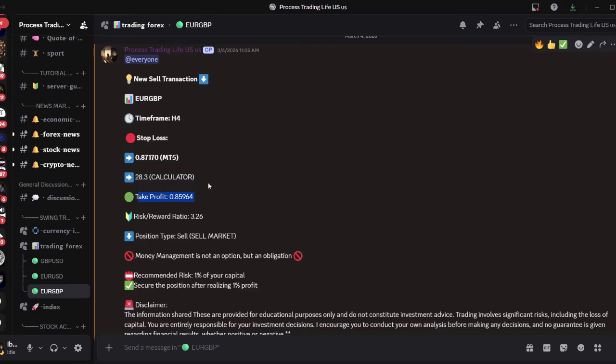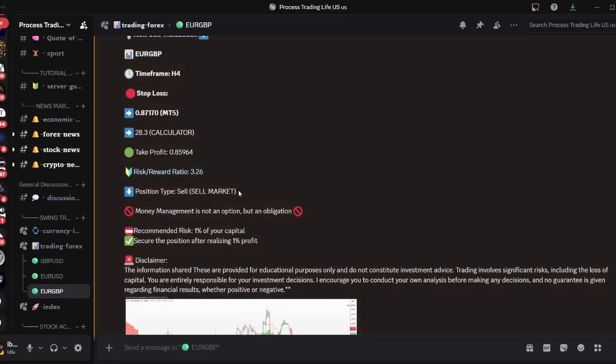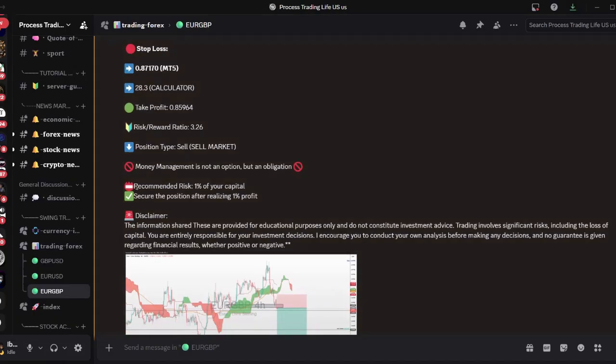As we can see here, we have the RR, the risk reward. I risk 1 to potentially recover 3.26. The type of position is a market sell. Here, money management is not an option, but a very important obligation. And here we have the disclaimer, as you can see.